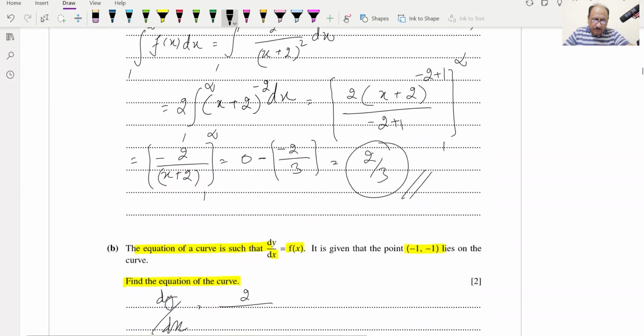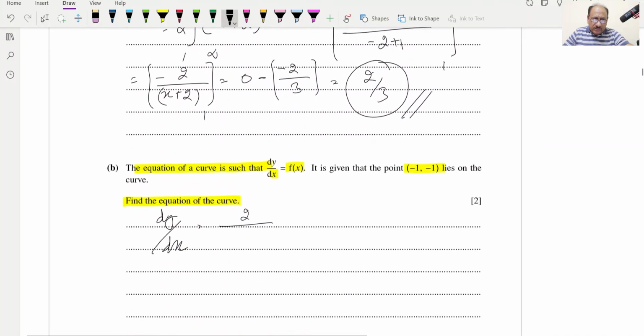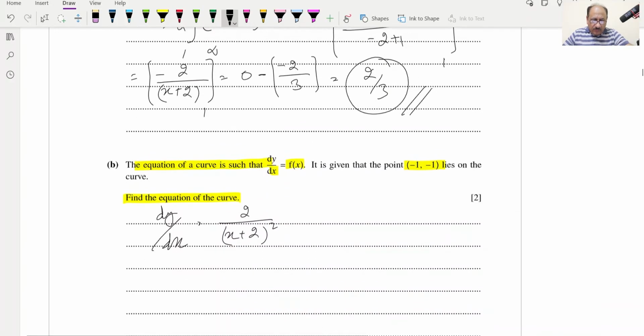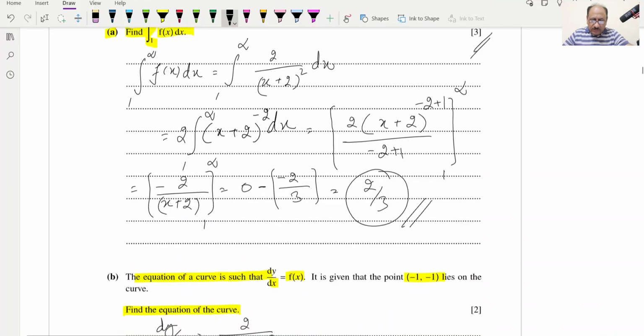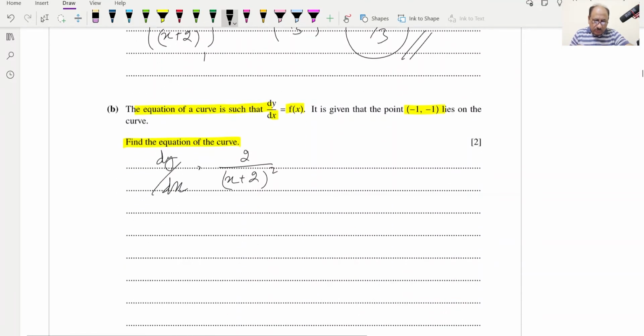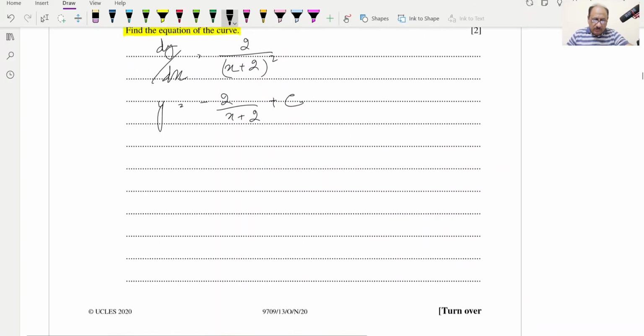f(x) is defined over here as 2 over (x plus 2) whole squared, so x plus 2 will be squared, and we can now integrate. We found the integral is -2 over (x plus 2), so we can write it as y is equal to -2 over (x plus 2) plus a constant c, because this is not a definite integral, so we can put the constant.